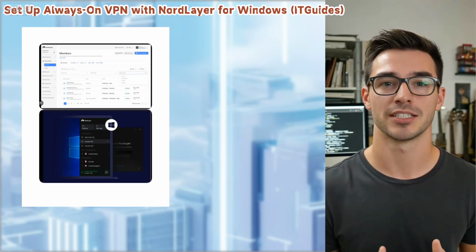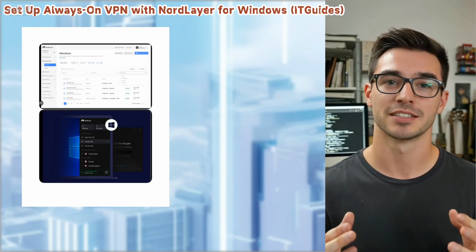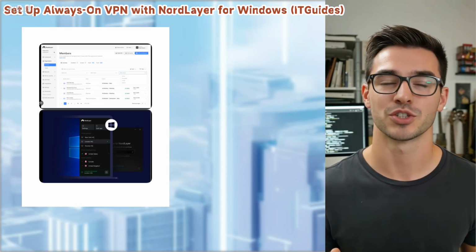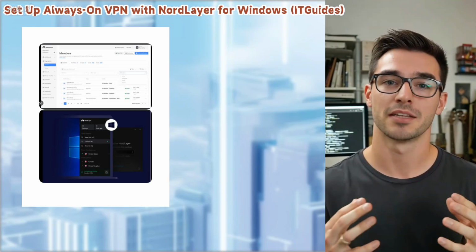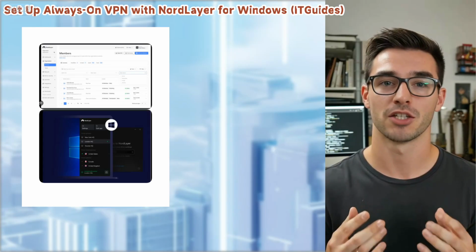Steps to enable always-on virtual private network for NordLayer on Windows. Prerequisites: a NordLayer admin account and users provisioned, Windows 10 or 11, clients with the latest NordLayer app installed, and admin access to the NordLayer control panel.